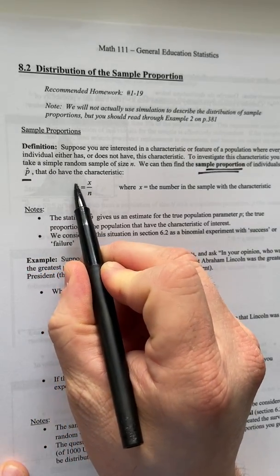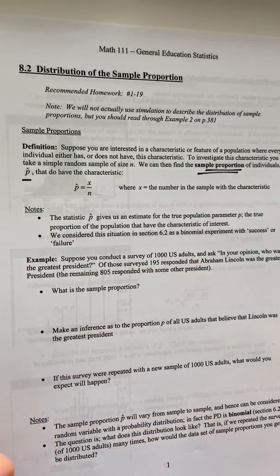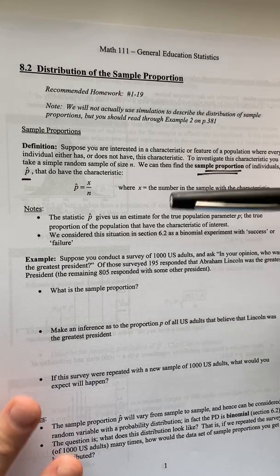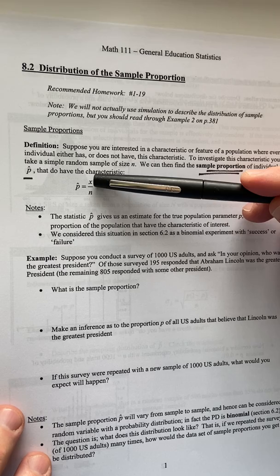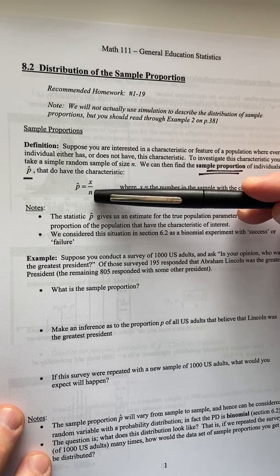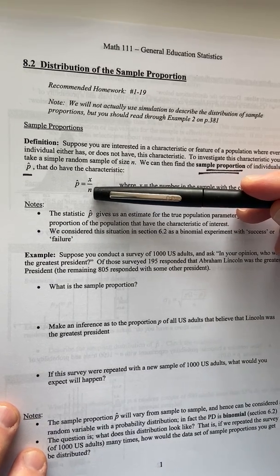It's p with that little accent mark on the top of it. And basically it's a basic probability. It's x, the number of terms that contain that characteristic, divided by n, the total number of terms in the population.